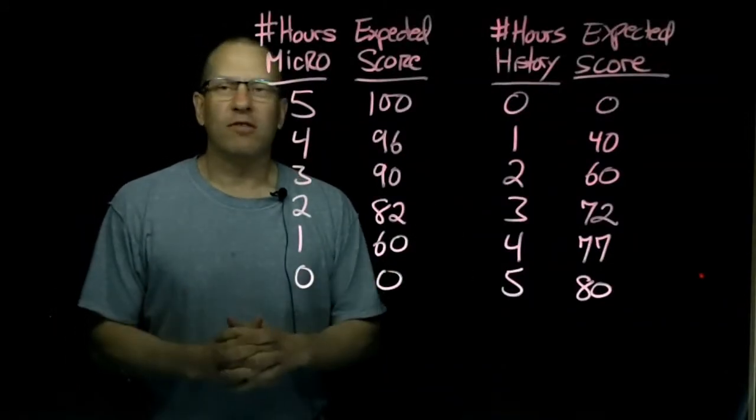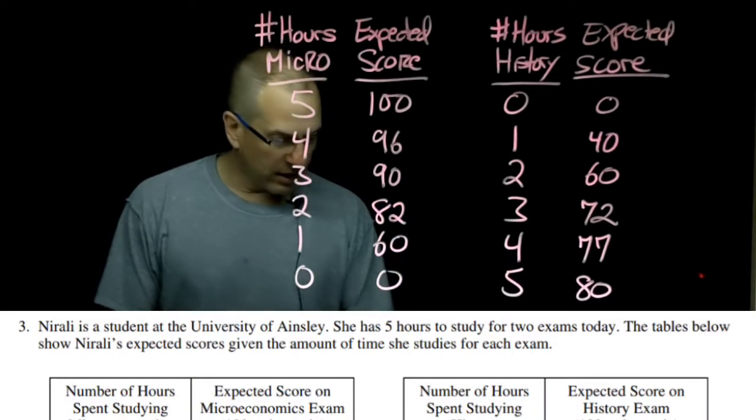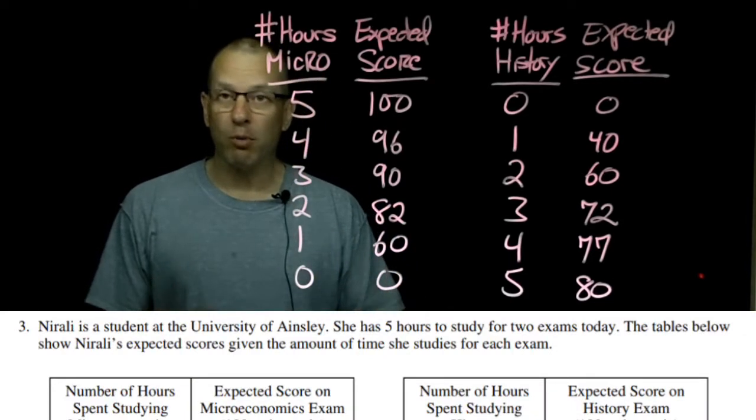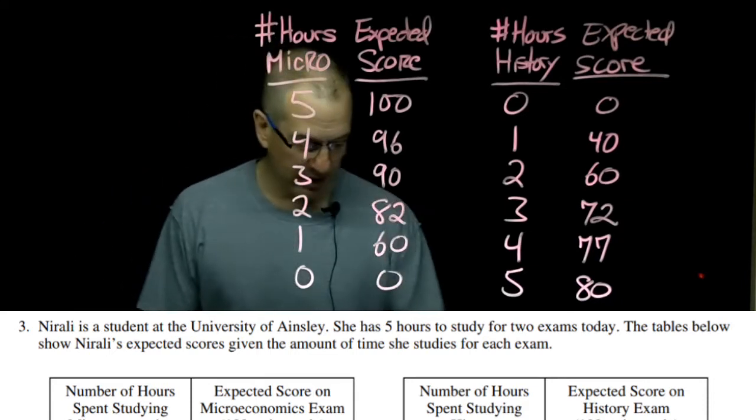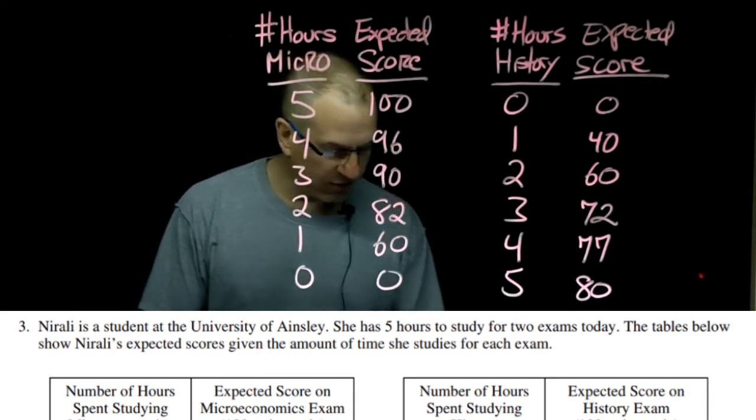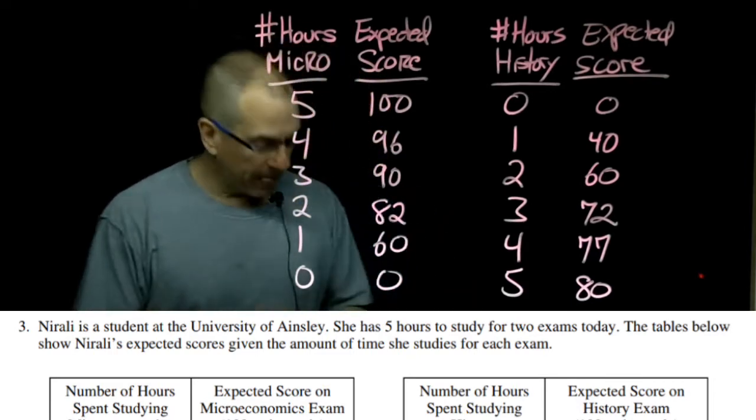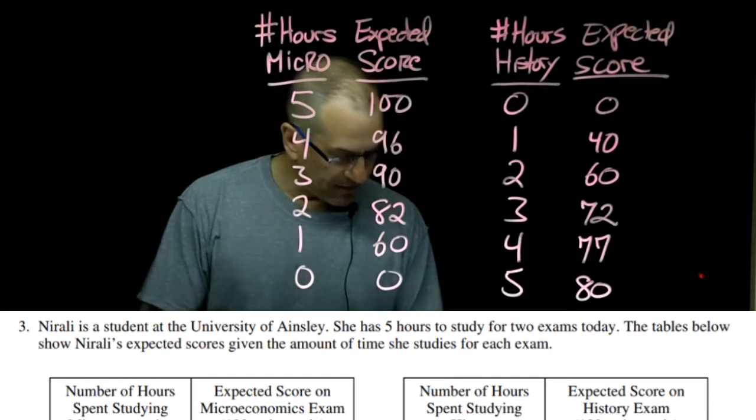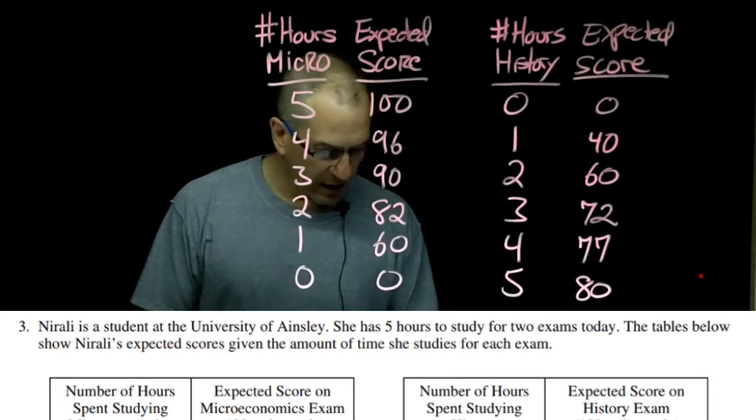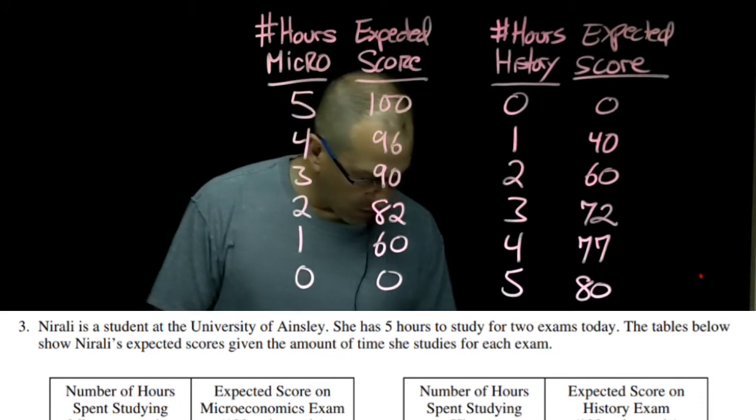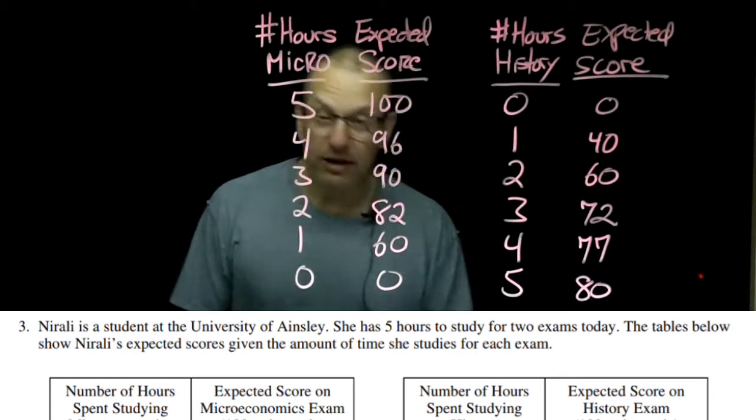Okay, this is a question from 2008, number 3. I don't know the girl's name or the boy's name that they're using here. Naraili, I think is the name. It says Naraili is a student at the University of Annesley. It's a girl. She has 5 hours to study for 2 exams today. The table below shows Naraili's expected scores given the amount of time she studies for each exam.